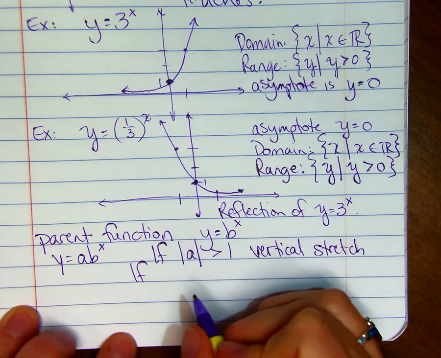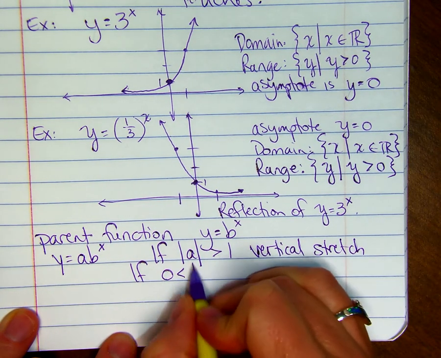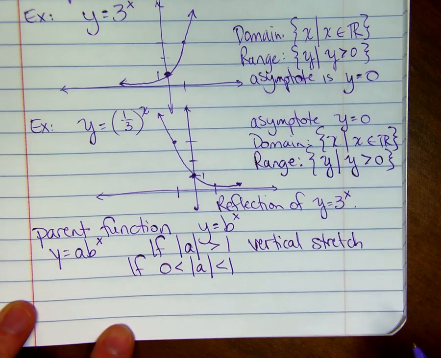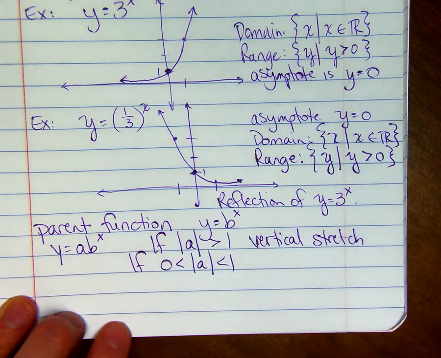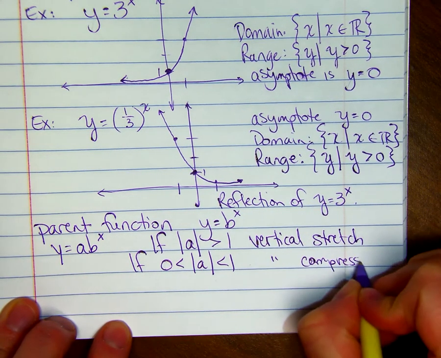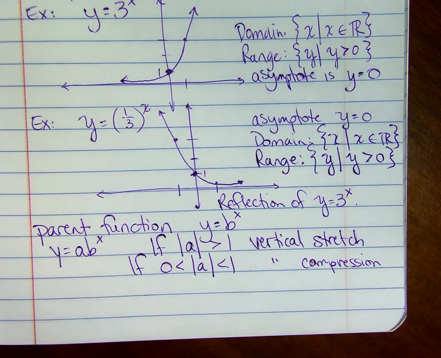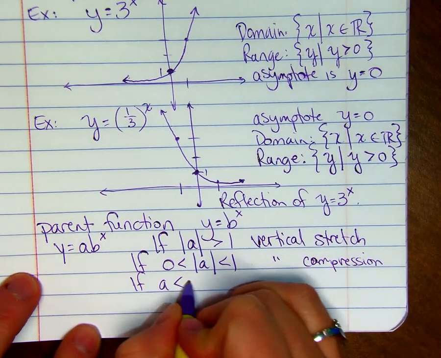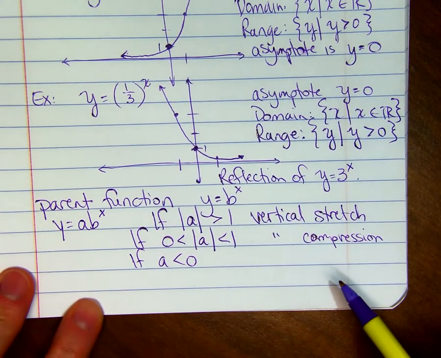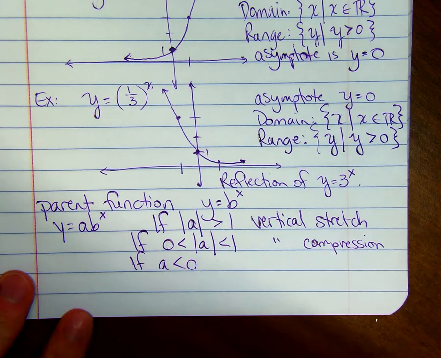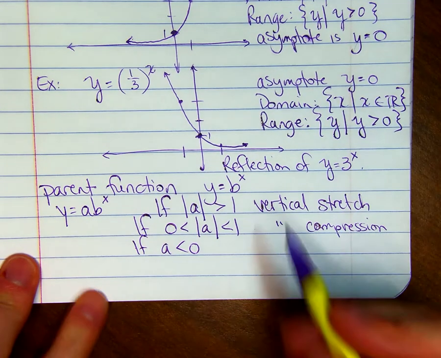If 0 is less than the absolute value of a, which is less than 1, that means a is a fraction between 0 and 1. It doesn't matter if it's positive or negative, you're going to have a vertical compression, which just means it's going to get wider or fatter. If a is less than 0, so if a is negative, it's just going to be a reflection in the x-axis. It's just going to go down into the third and fourth quadrants.